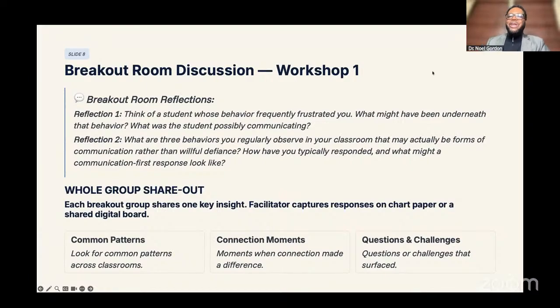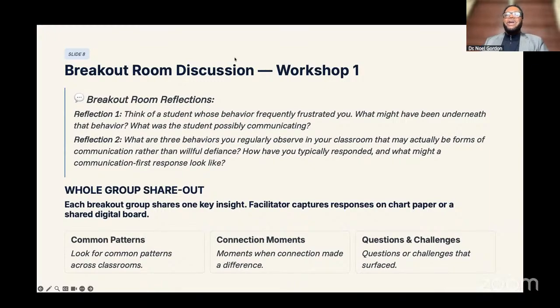All right. I want you to bring a real student to mind, not a hypothetical one. Often the students who frustrate us the most are the ones who need us the most, right? And in your groups, try to move past the behavior and ask, what might this student have been communicating to me? That's the mind shift that we want to make here. And there are no perfect answers here. This is about perspective shifting. So as you share, listen for patterns, and you'll start to notice that many of us are seeing the same thing.